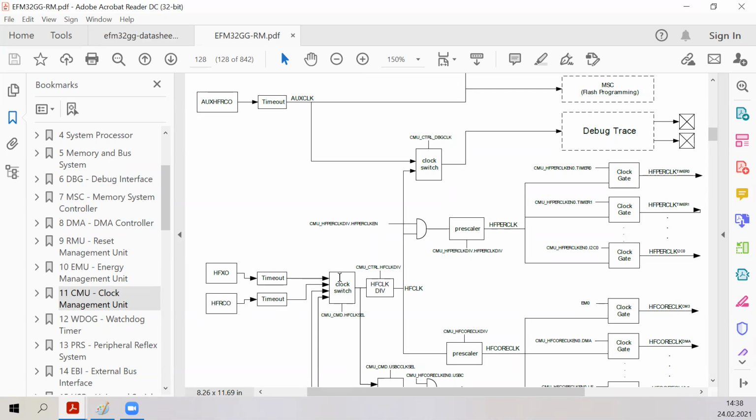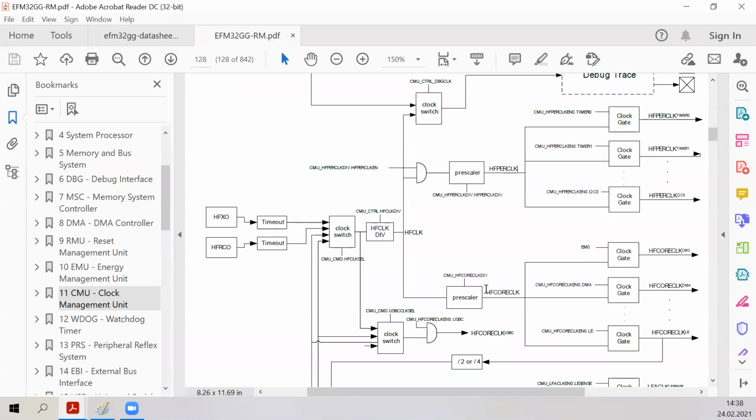And this clock source goes through this clock switch, so you can switch between internal oscillator and more precise external oscillator if you have connected it. And this oscillation goes to this high frequency clock wire, and it is, for example, connected through this prescaler to core. Where is core? Here it is, sorry. It goes here, high frequency core clock, and it goes to high frequency core clock CM3. So our microcontroller uses Cortex M3 core.